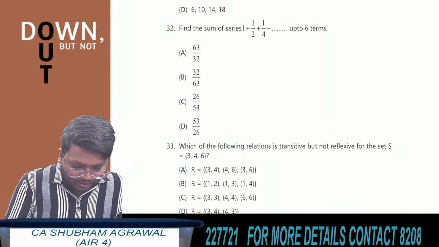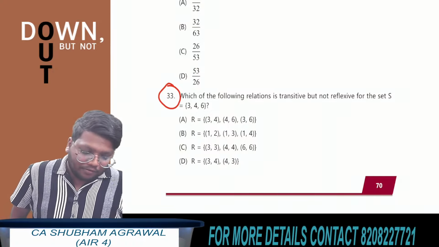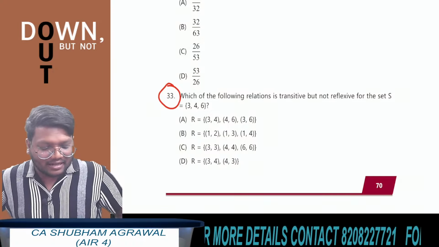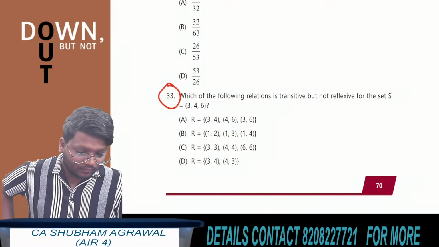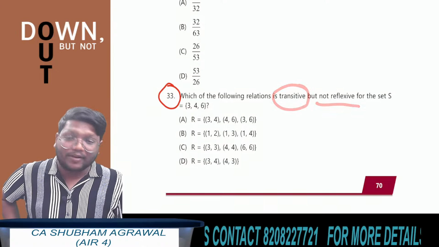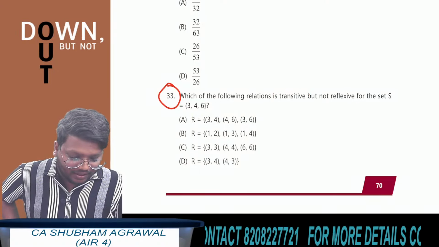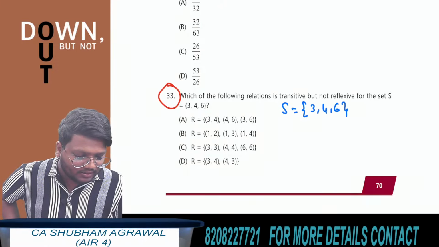Now see question number 33. This question number 33 is of relations. Which of the following relations is transitive but not reflexive for the set S? They have asked which of the following relations is transitive but not reflexive. And the set which they have given is what? Set S contains the elements 3, 4, 6.